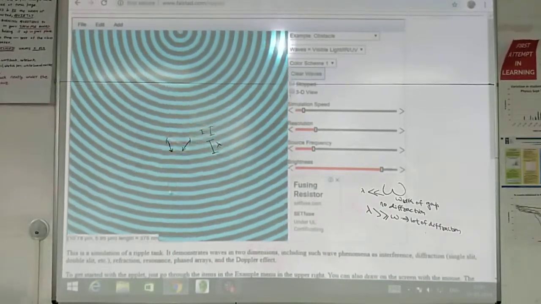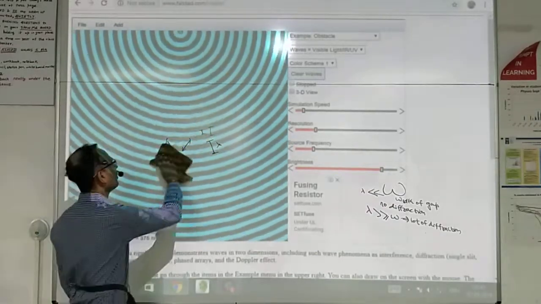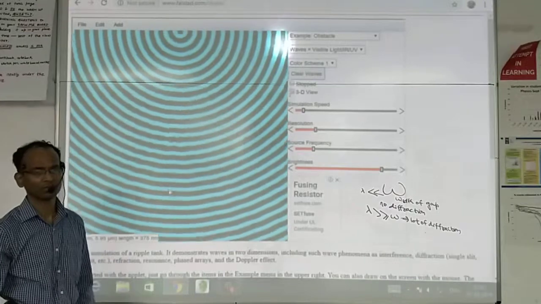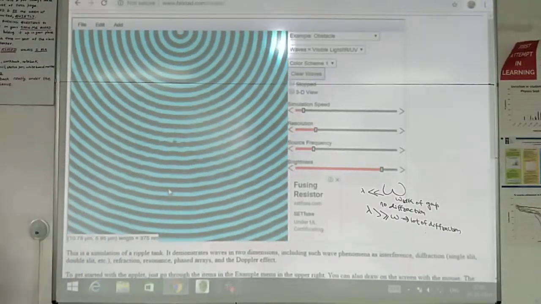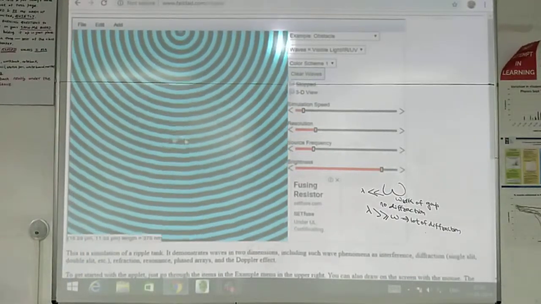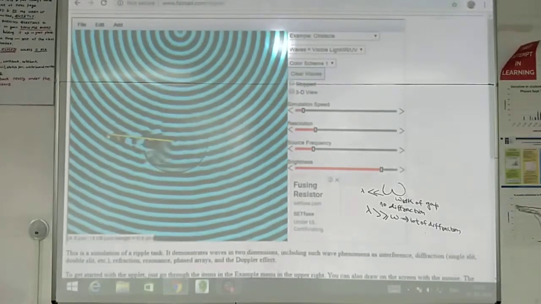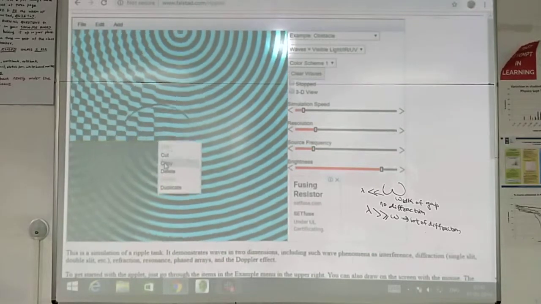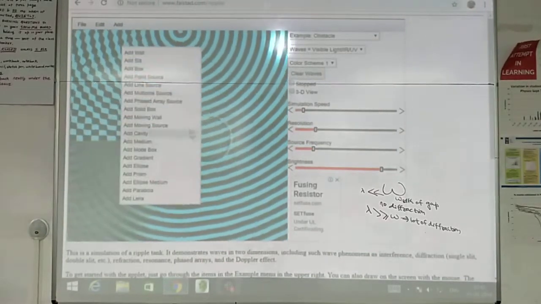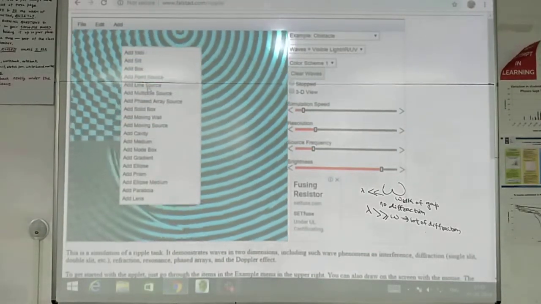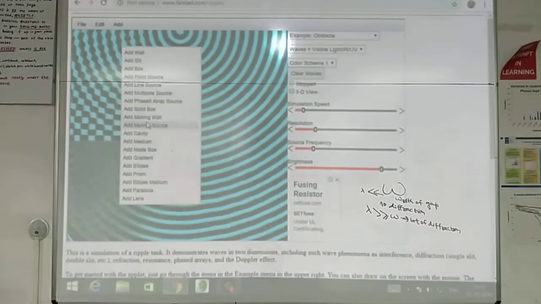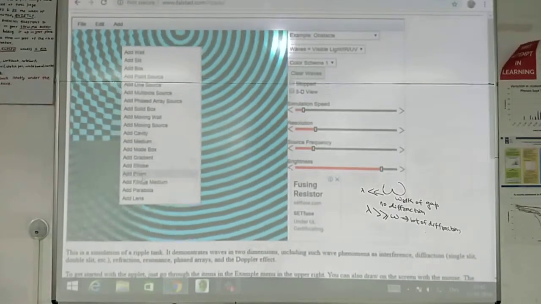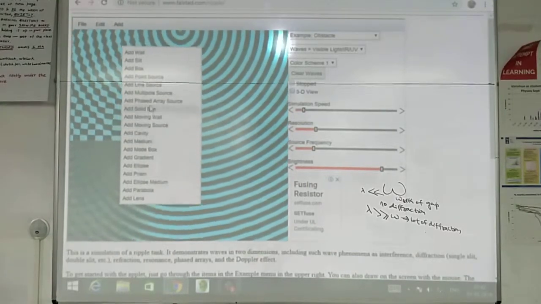Could you do one thing? Could you make a gap? I will show you how diffraction happens by secondary sources. So can you make a gap, like make two walls and then throw waves at this gap in between? Okay. So just add a line source. Not source, that wall first.